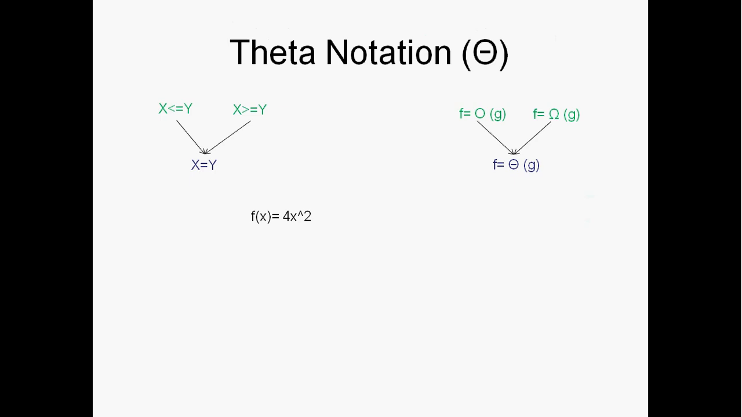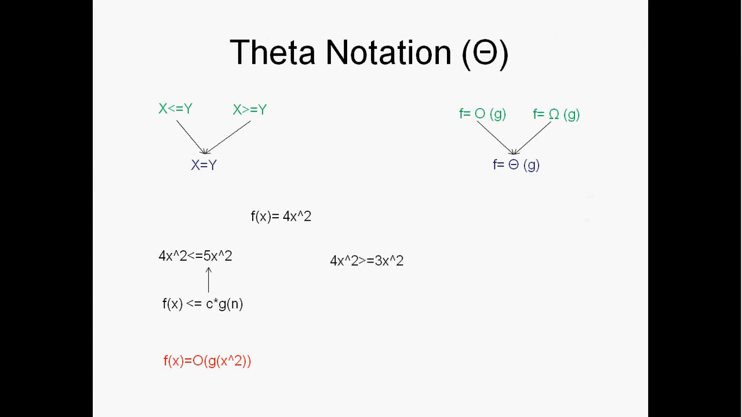How? Let's take an example. Here we have taken the function 4x square. You can say 4x square is less than or equal to 5x square. True. After one point it would always be true. So here your function f is less than or equal to a constant multiplied by function g. So f is in the big O of x square.